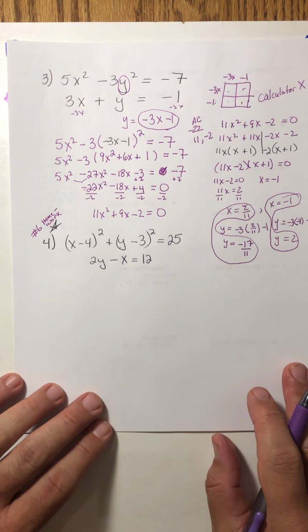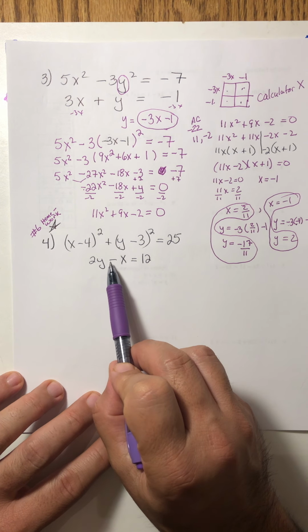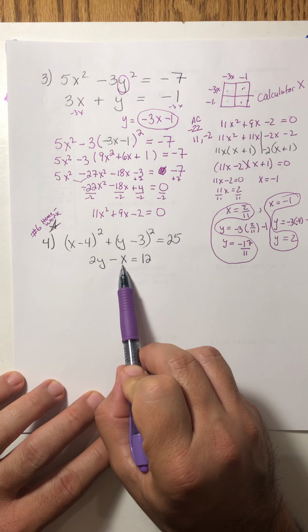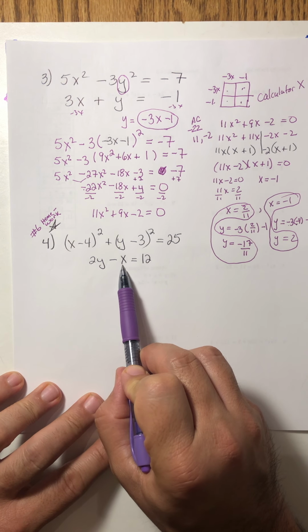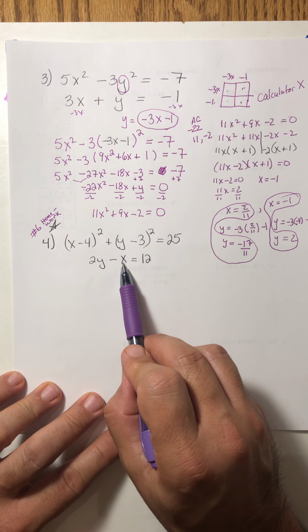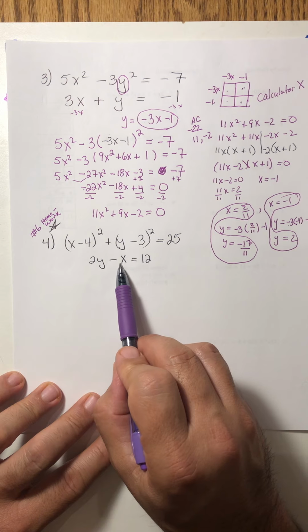The reason why I wanted to do this one is because look at this linear portion down here. You don't have a nice, beautiful y. We have a 2y. But I have a nice, beautiful x. So you know what this means for me? I'm not going to make it say y equals. I'm going to make it say x equals. Don't make your work harder than it needs to be. This is a perfect x right here.